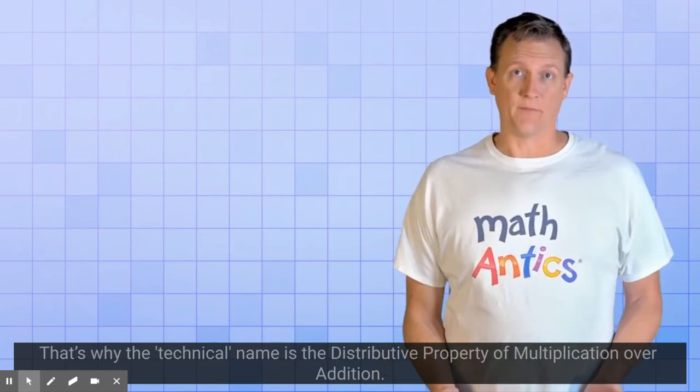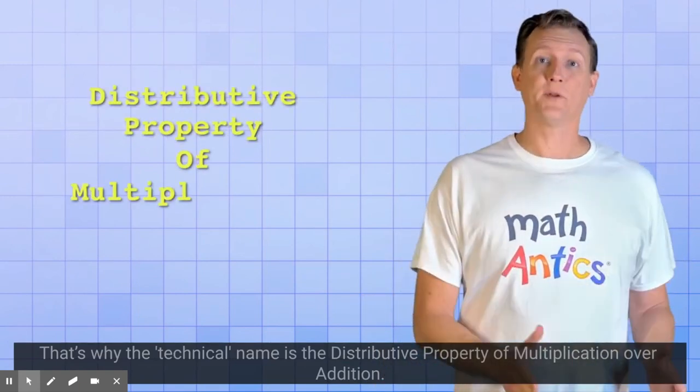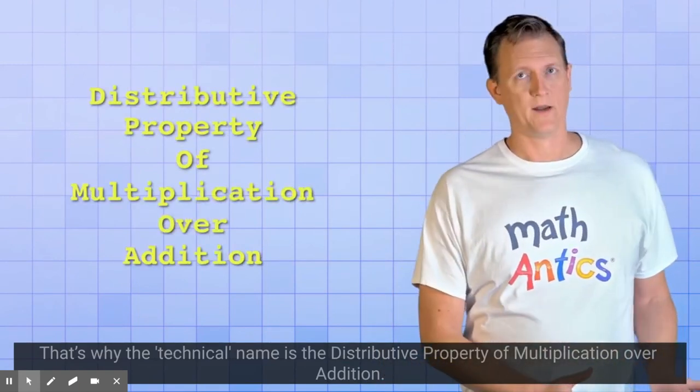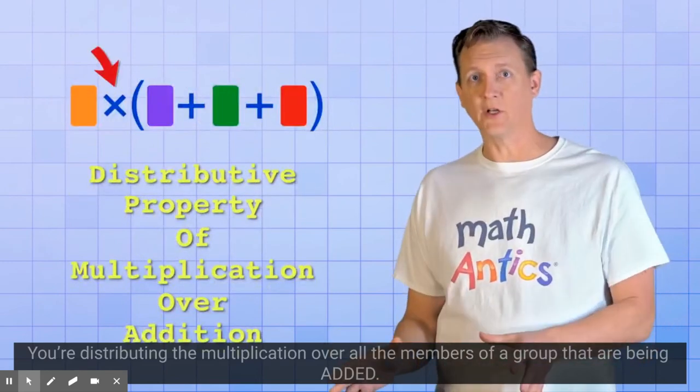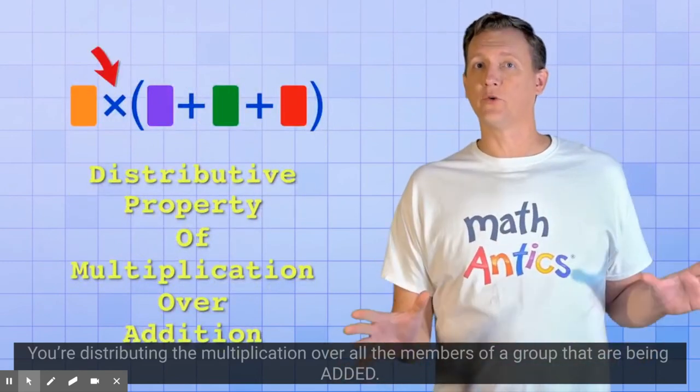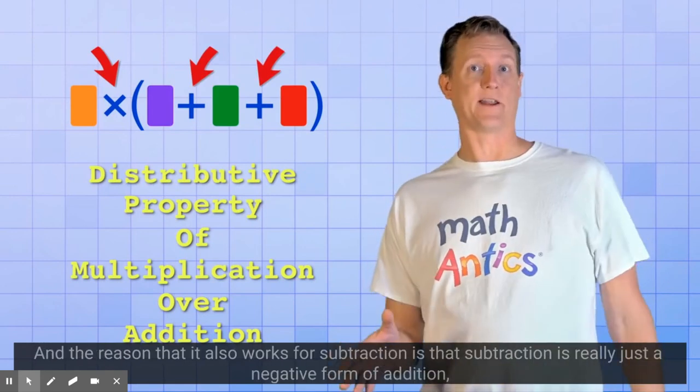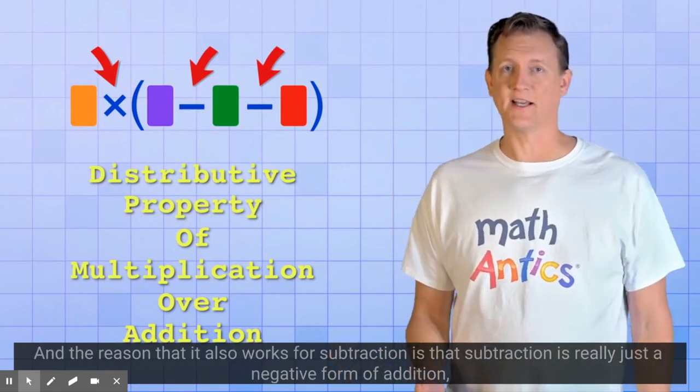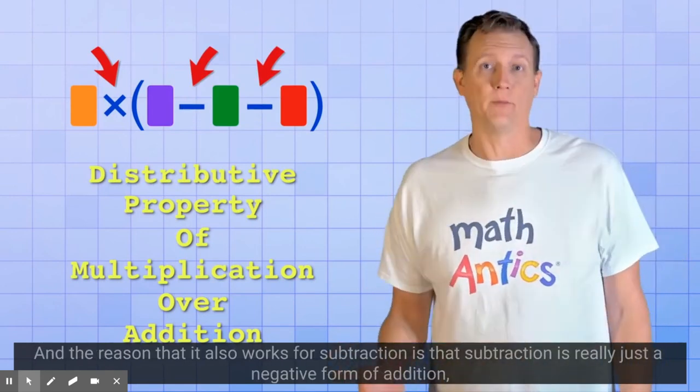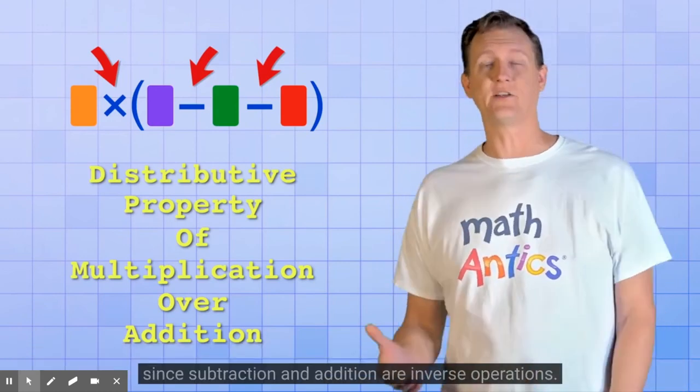That's why the technical name is the distributive property of multiplication over addition. You're distributing the multiplication over all of the members of a group that are being added. And the reason that it also works for subtraction is that subtraction is really just a negative form of addition, since subtraction and addition are inverse operations.